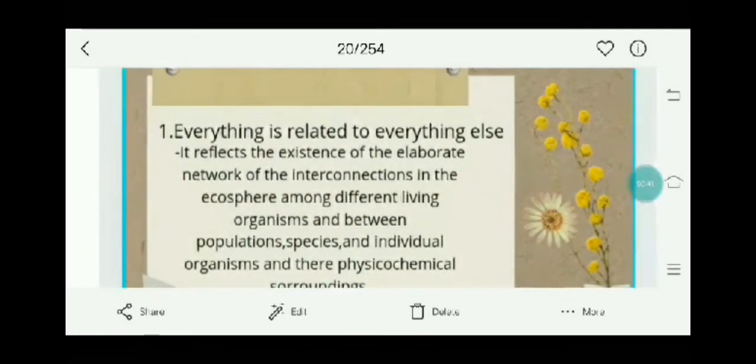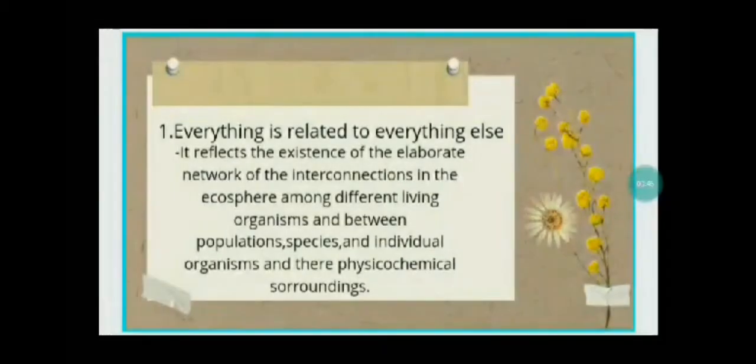The first law of ecology is everything is related to everything else. It reflects the existence of an elaborate network of interconnections in the ecosphere among different living organisms and between populations, species, and individual organisms and their physiochemical surroundings. The connections may be physical, such as our heart is joined with our body. Nature may also be functionally connected, such as two birds communicating with each other through the pattern of their sounds.